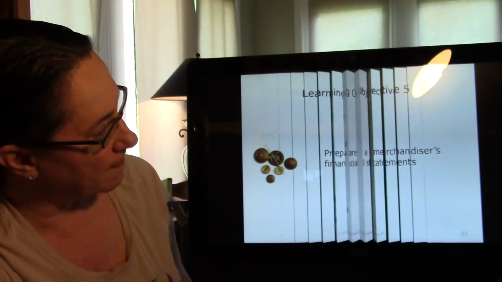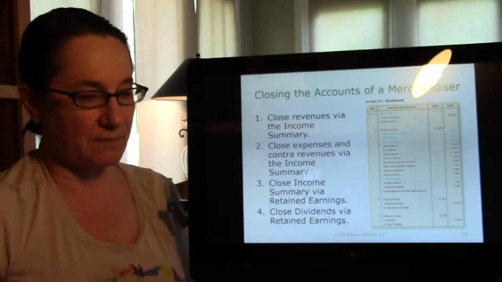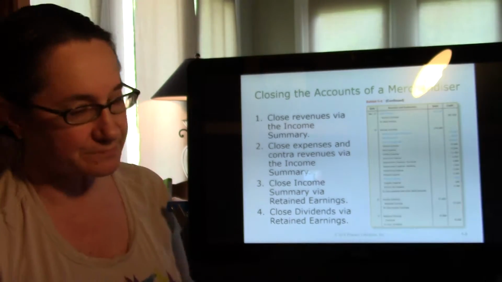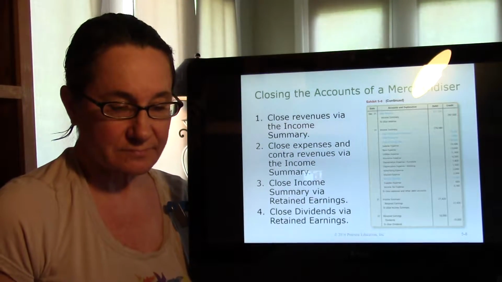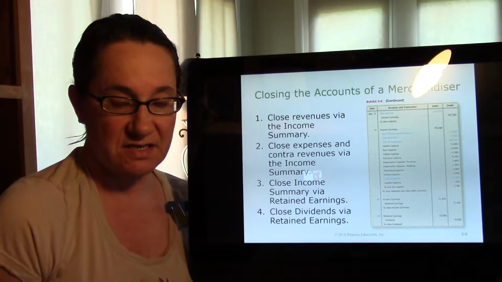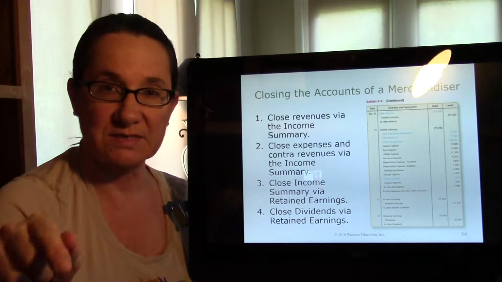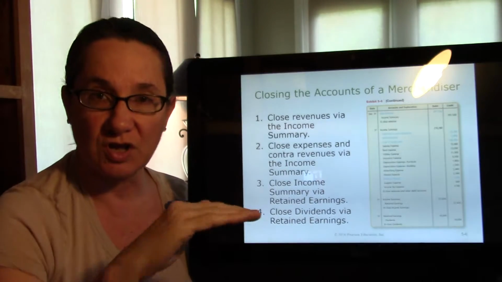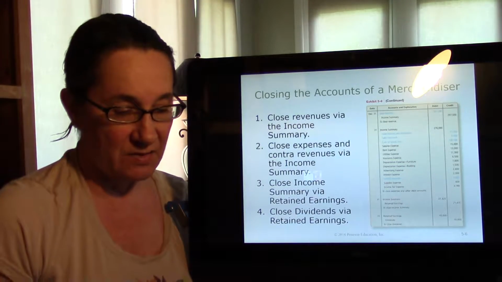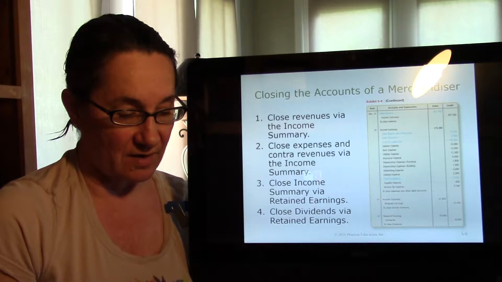So, closing the accounts. After the accounts have been adjusted, the temporary accounts of the merchandiser are closed into income summary, so no different. We're closing things to income summary. It uses 4 steps, right?